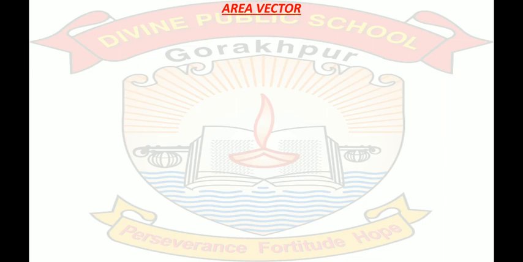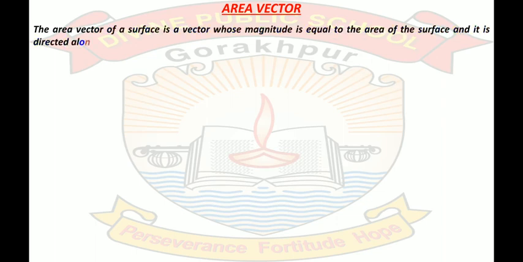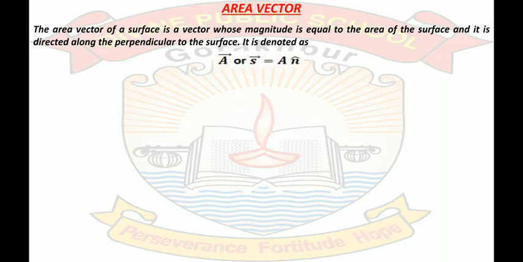We define area vector as follows: the area vector of a surface is a vector whose magnitude is equal to the area of the surface, obviously, and it is directed along the perpendicular to the surface. Okay, the direction of the area vector is perpendicular to the surface. It is denoted by A vector or S vector, and it is equal to A n cap, where n cap is the unit vector in the direction perpendicular to the surface.